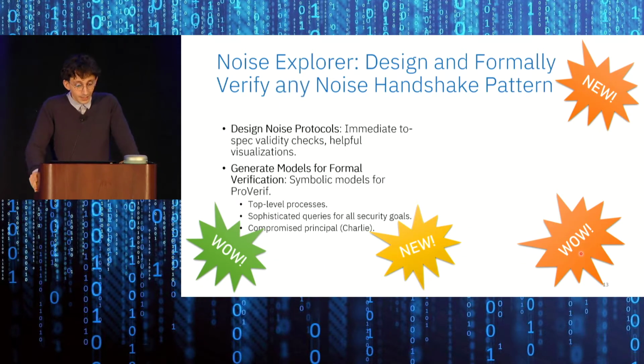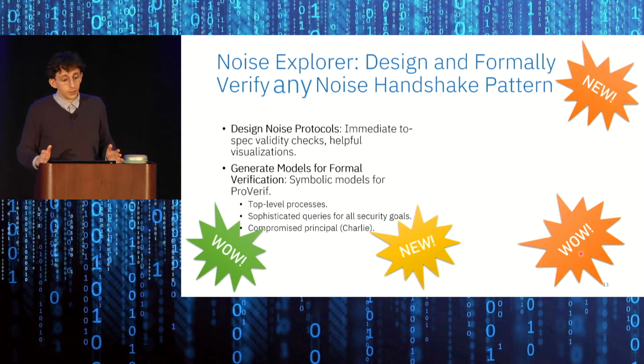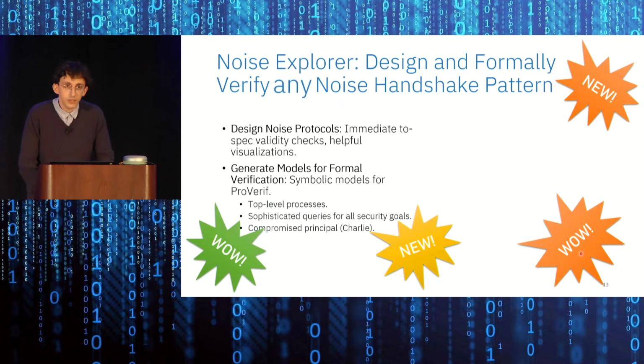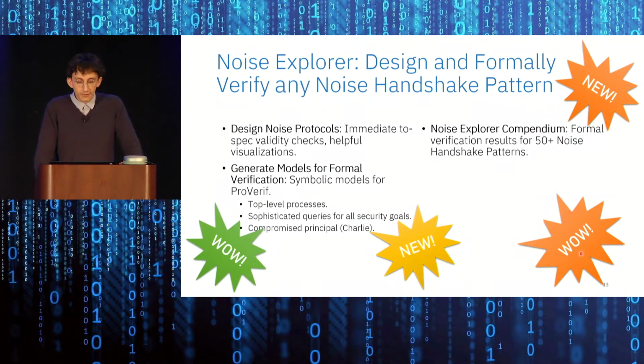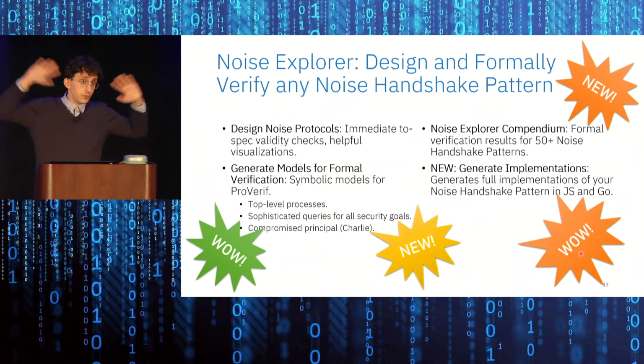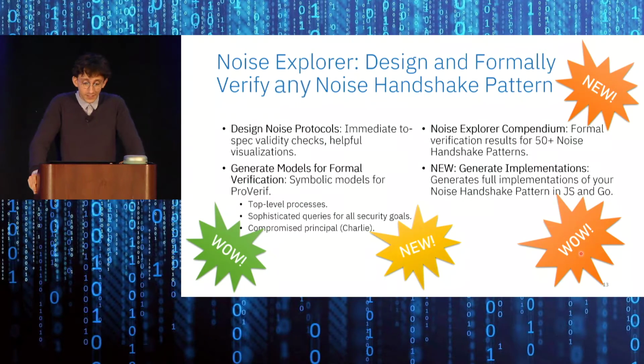And these are run with top-level processes with the security goals already generated, and also in a very ambitious model that includes a compromise principle, right? I'll get to what that means in a bit. And because some of these models take a very long time, you have a Noise Explorer compendium. I've already run a lot of these models, and there's a compendium that shows you the results for the models that were run. And this is very new, announcing today for the first time.